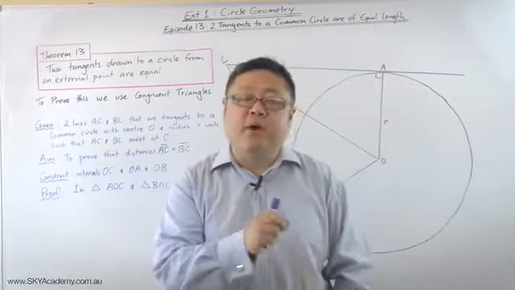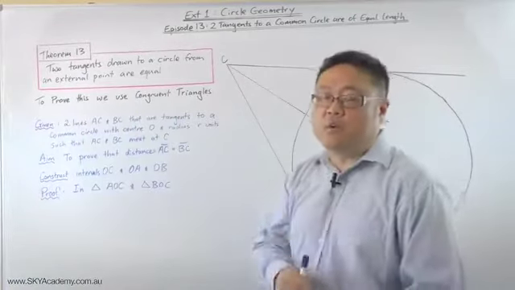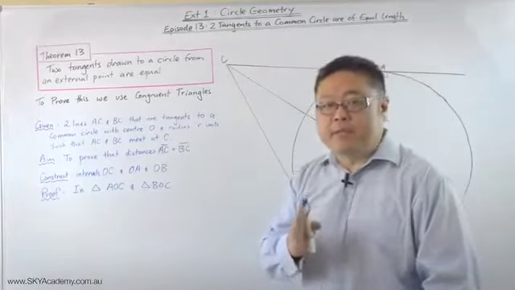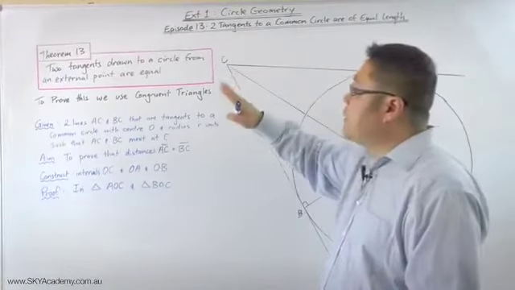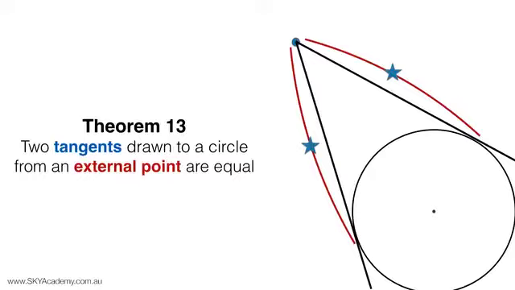Because in this episode, what I want to do is continue on with properties of a tangent to a circle, and the theorem is this: two tangents drawn to a circle from an external point are equal.